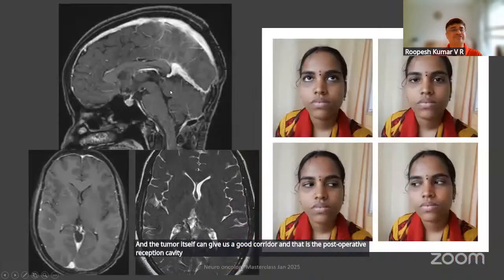And we can see that is a postoperative MRI, and we can see that all her oculomotor movements are preserved quite well.